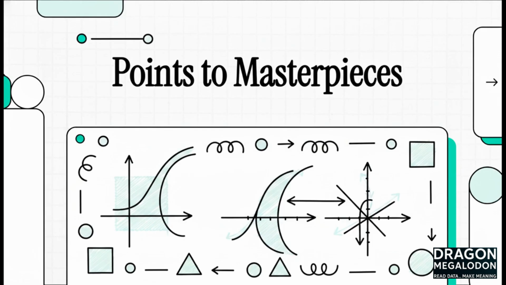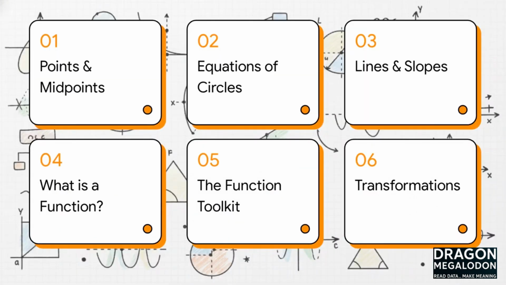Today in this explainer, we're looking at the underlying code of reality itself, coordinate geometry, and functions. We'll start with simple dots on a plane, and by the end, you'll be transforming complex curves like an absolute pro. We are taking raw algebraic formulas and turning them into pure visual intuition. Let's go. Here is the roadmap.